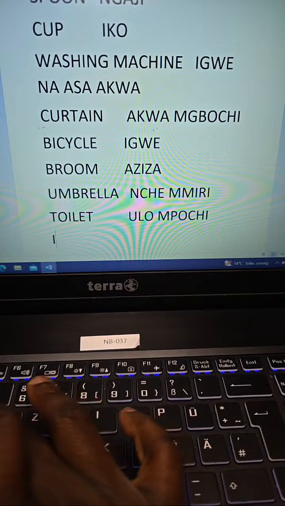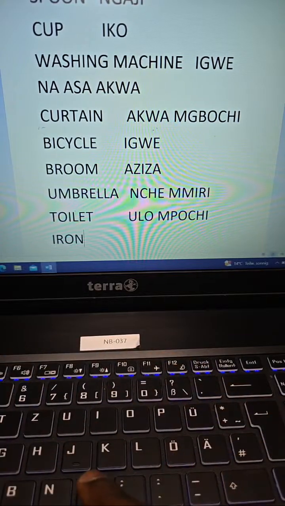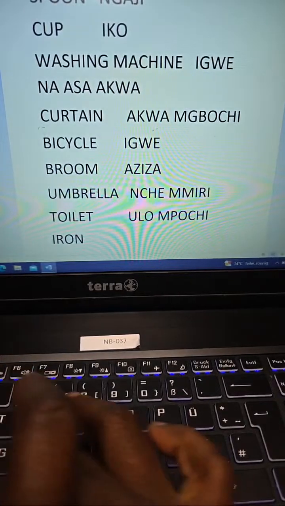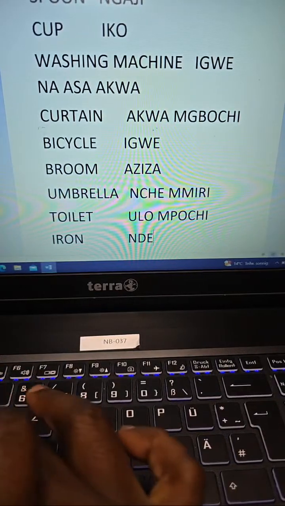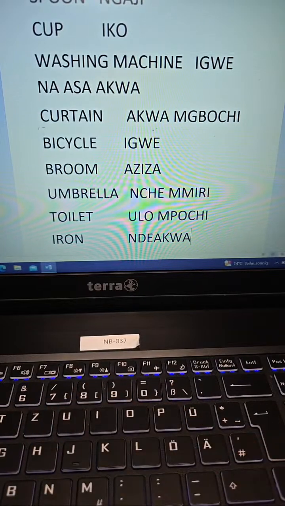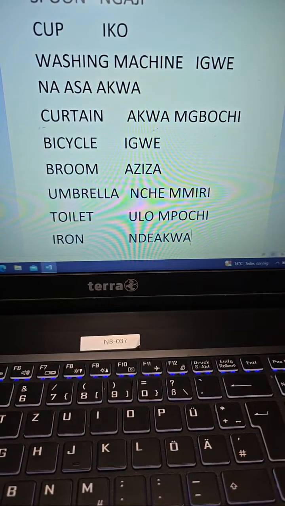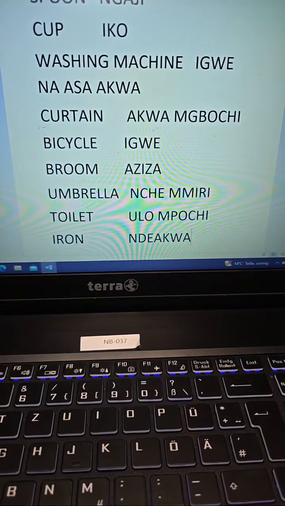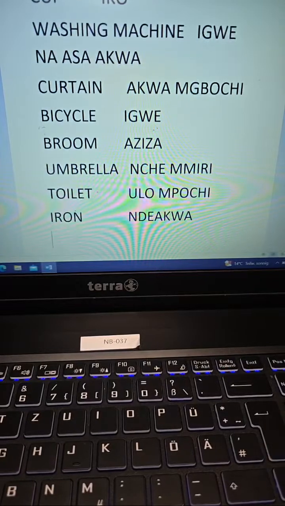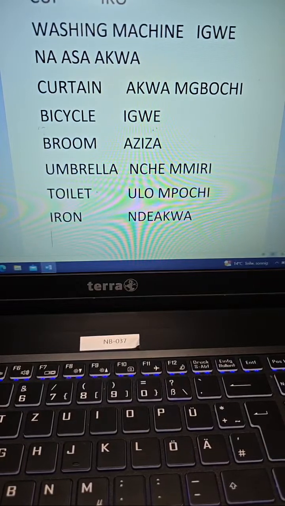Iron. Here we are talking about electric iron. Ndekwa. Some people call it ndekwa, but the main Central Igbo is ndakwa.